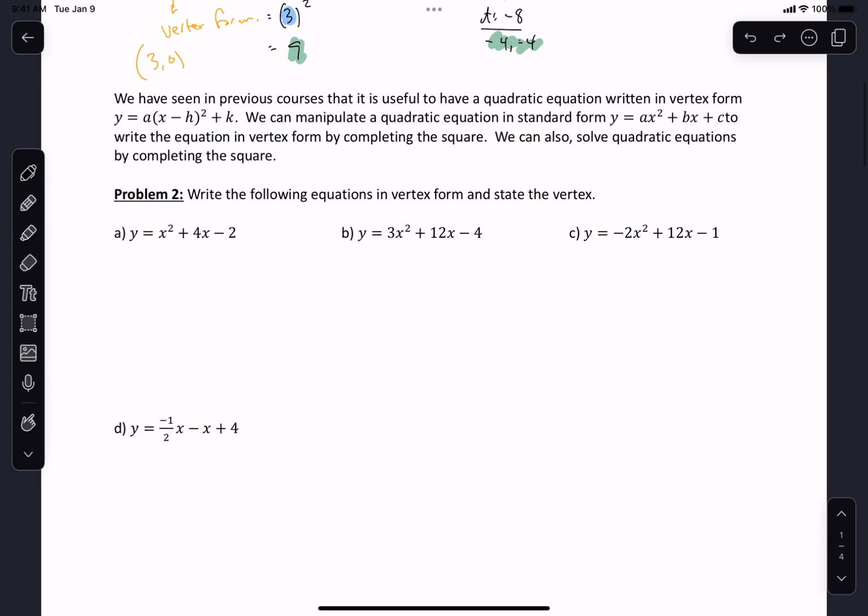Okay, there is one catch with this process, as you would have learned in the past, in that I cannot do this process unless the a value of the quadratic right here is 1. Okay, so we're going to have to do some factoring out of the a value in order to apply this process. Okay, so I'm just going to go through this quickly. I'll do the first one a little bit slower, but the second one we'll go through a little quicker.